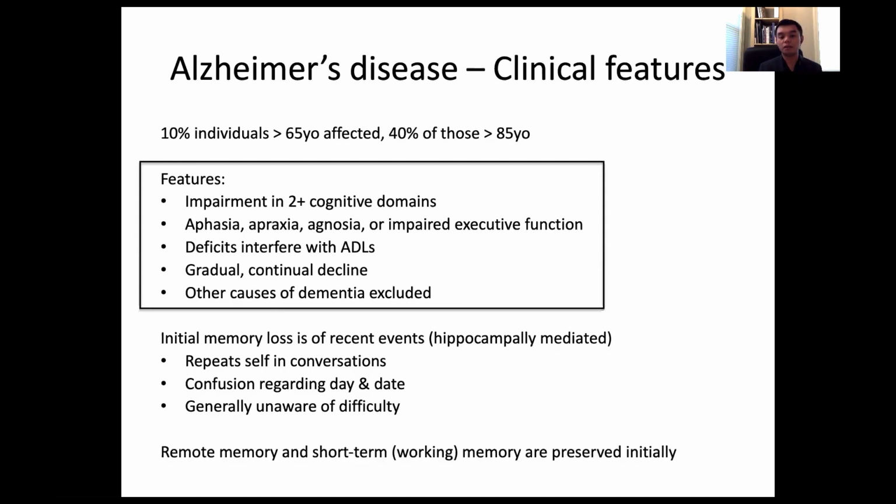So their ability to form new memories gets affected, but notably, their remote memory and their short-term, their working memory are pretty well preserved early on, at least. So they'll probably remember their prom from high school and things like that. And they might even be able to remember a phone number that you give them.